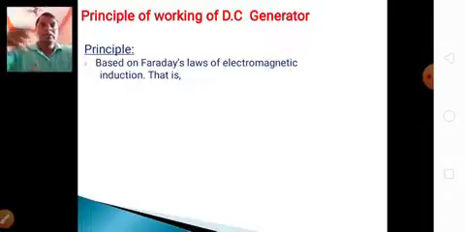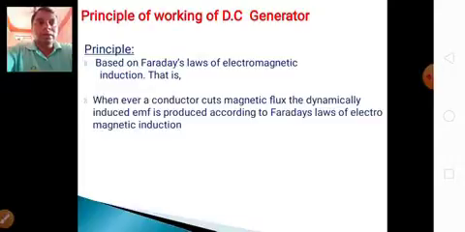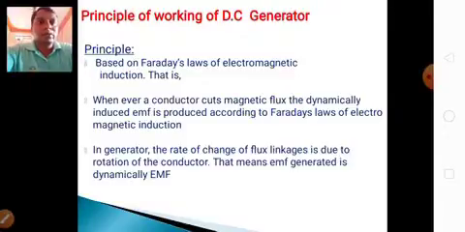What is a DC generator? What is the principle? It is based on Faraday's laws of electromagnetic induction: whenever a current carrying conductor is placed in a magnetic field, it will produce an EMF. That is Faraday's law. Whenever a conductor cuts magnetic flux, a dynamically induced EMF is produced according to Faraday's laws of electromagnetic induction.